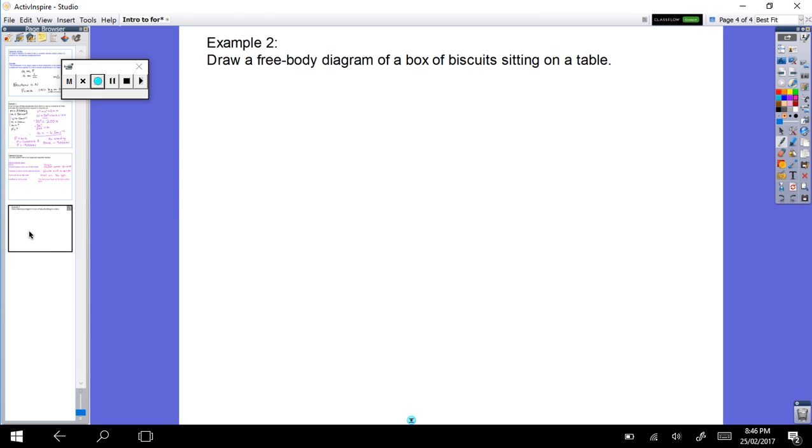Okay, so our final example for this video is drawing a free body diagram of a box of biscuits sitting on a table. A free body diagram is just a diagram of the forces. This is going to be a little bit difficult, but I'm going to try and draw a table. Okay, here is my table. And then I will draw my box of biscuits. There. Now I'm going to mark the centre of mass. So there's the centre of mass of my box. The box isn't moving. I'm just going to call this box of biscuits the body. And it's not sliding, the table is perfectly flat, so it's not in motion.